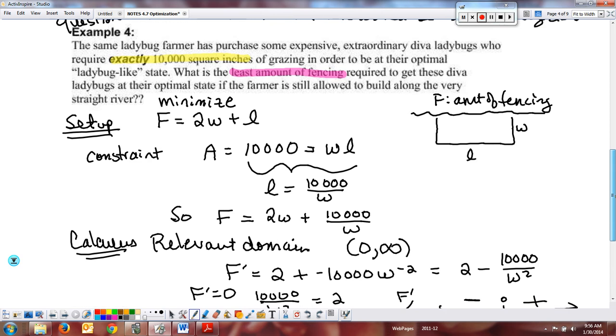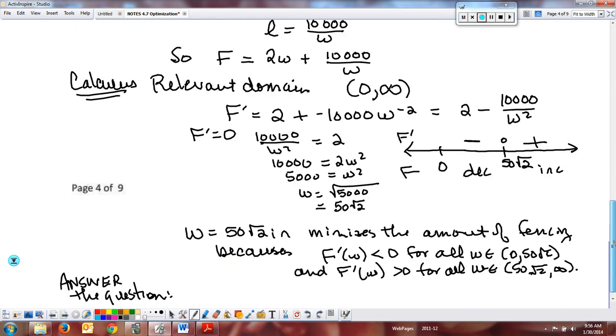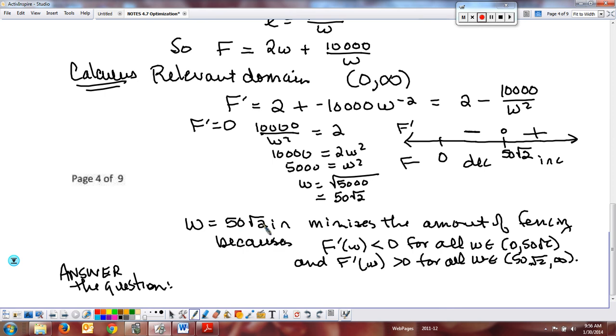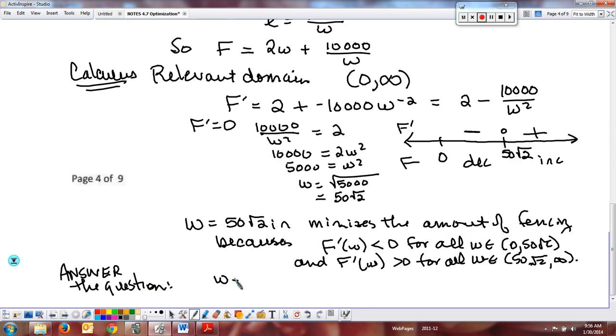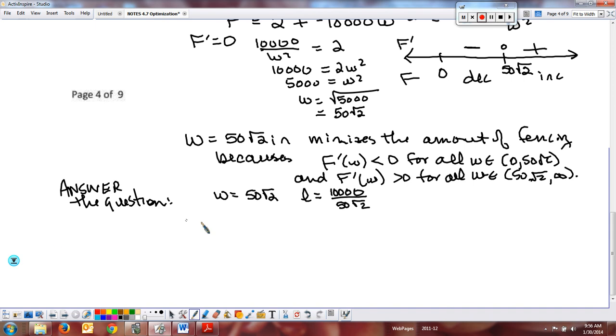Answering the question, what did they ask us? They want to know the least amount of fencing. Now, this is where you kind of get hung up. They didn't ask for the dimensions. The dimensions are going to be 50 square root of 2 times whatever your L is, using your formula up here. So we know that W equals 50 square root of 2. Your L equals your 10,000 divided by 50 square root of 2, but that's not what they ask you to answer. They want the minimum amount of fencing, so you have to go back in and plug it in.